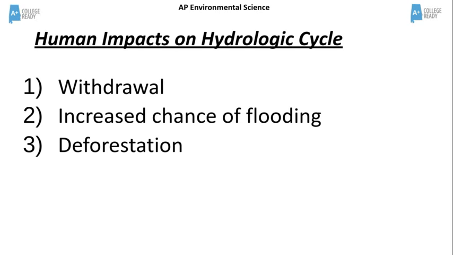Humans may impact the natural water cycle in several ways. Withdrawal of groundwater can disrupt the water cycle. Paving over natural areas reduces infiltration and can lead to increased chances of flooding. Deforestation can disrupt the water cycle by reducing the amount of water returned to the atmosphere by transpiration.